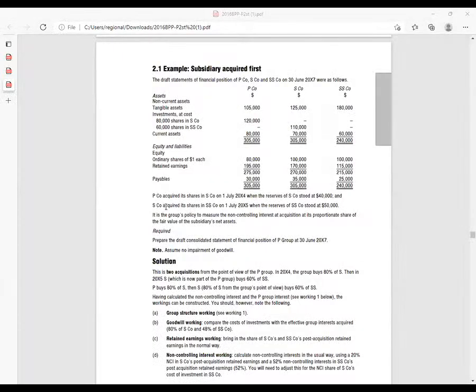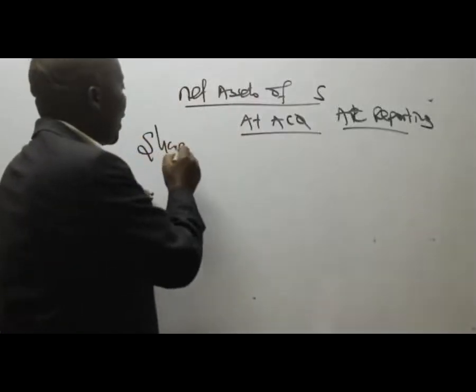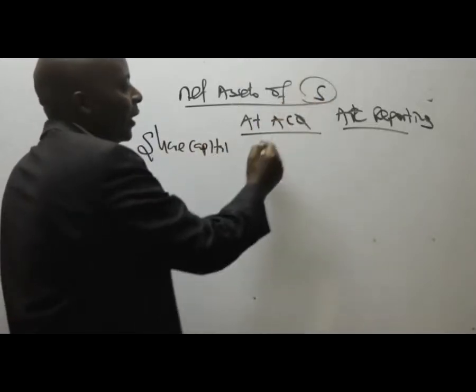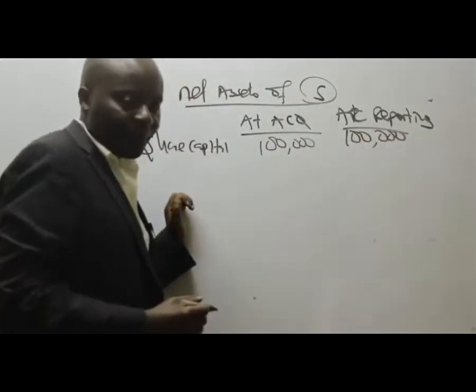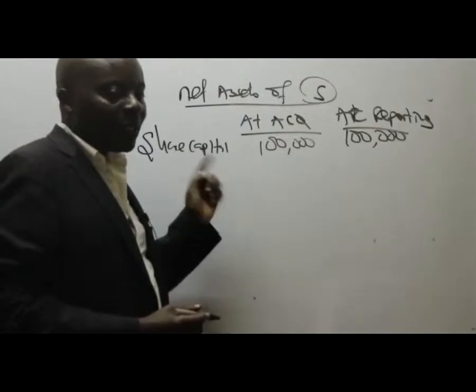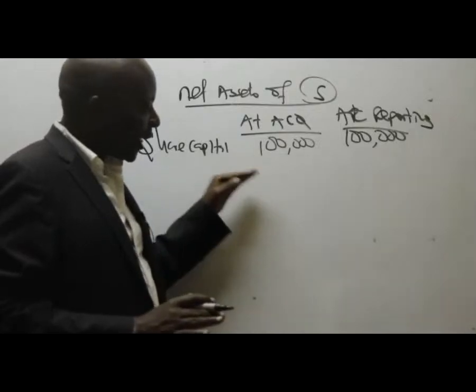So, ladies and gentlemen, what do we have here? We are told P company acquired shares. Even before I go to the reserves, we have the equity of S company. Share capital is 100,000. Share capital of S is 100,000 at acquisition, 100,000 at reporting. That does not change, remember. Share capital remains constant.